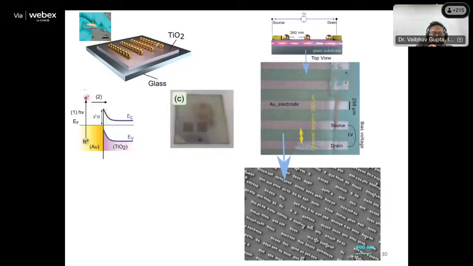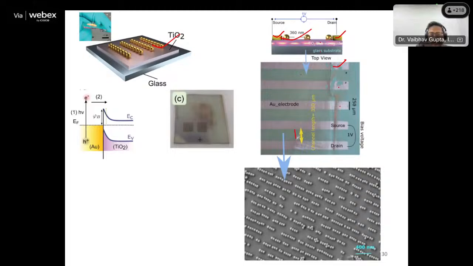Look at the same sketch here, from the side view. We have glass, we have TiO2, we have nanoparticle chains, and we deposited two electrodes, and we apply a certain voltage to these two electrodes. If you look in the optical microscope, this is how it looks. These are the electrodes, 1, 2, 3, 4, 5, and across two of these electrodes I have applied a voltage of 1 volt. So there is a bias voltage, and in this area you have these nanoparticle chains arranged sitting on TiO2.